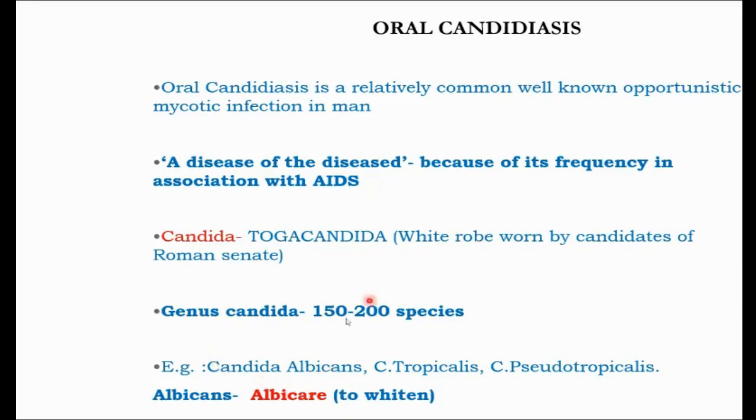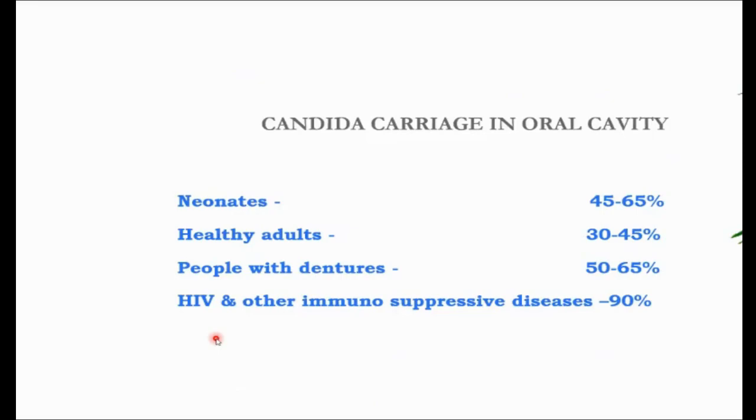Candida means white. Albicare also means white. Okay, so albicans, albicare, to whiten. So both the words mean white. Candida also means the white robe. Albicans also means to whiten. Okay, so this is the most important species of the genus Candida, which is important to us as dentists.